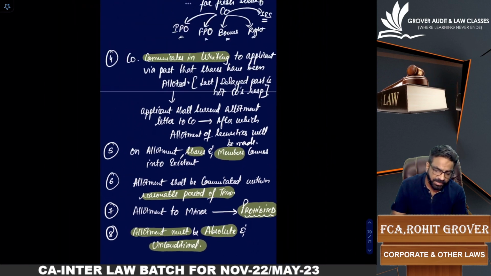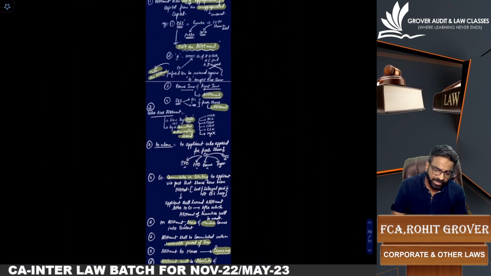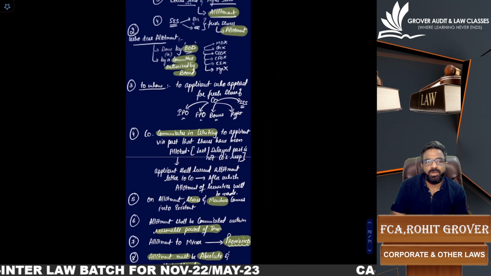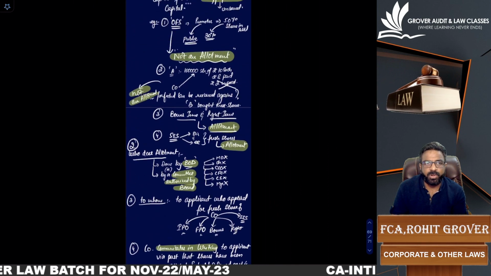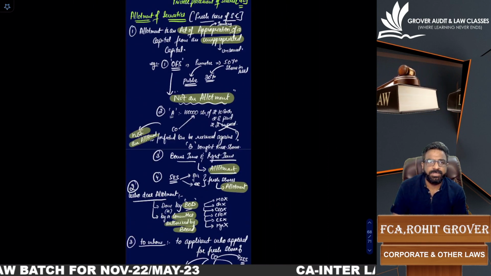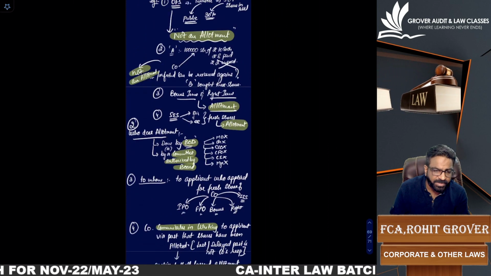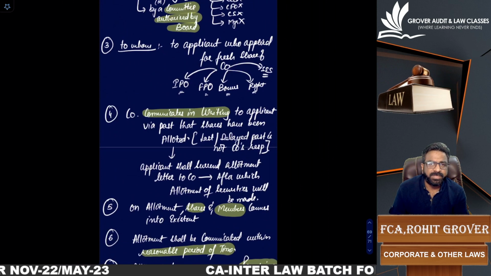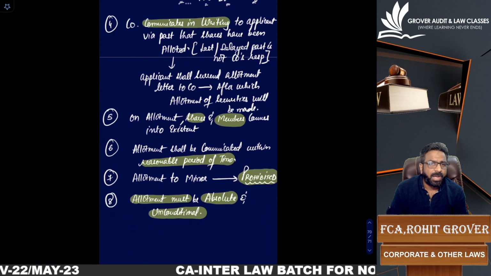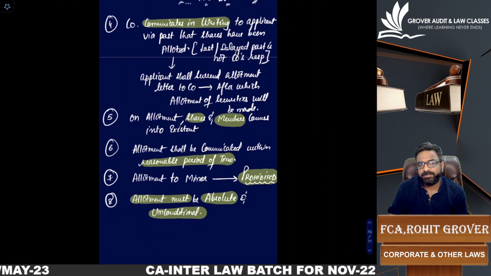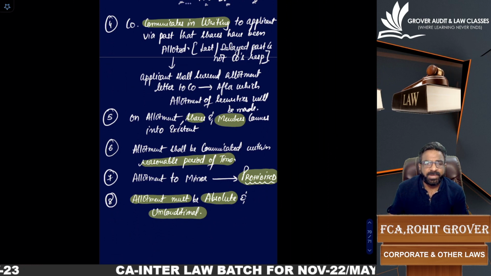This is called the meaning of what, everyone? Allotment of securities. I hope all the rules of the allotment you understood. So what do you mean by allotment? We understood. Who does the allotment? We understood. To whom do we make the allotment? We understood. How the allotment is made? We understood. On allotment, who two people come into existence?